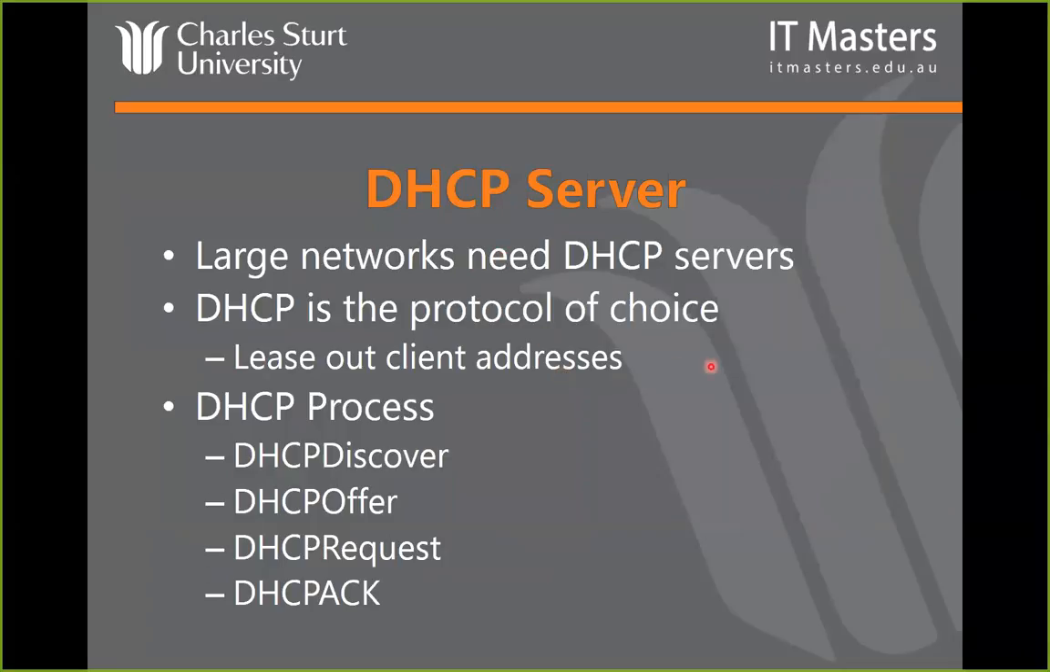Large networks, as we said, need DHCP servers. Really large networks normally would be running on some sort of Windows or Linux platform, so you wouldn't even be having this discussion about your router, I wouldn't think. DHCP is clearly the protocol of choice at the moment for distributing IP addresses automatically, leasing them out. It works with both IPv4 and IPv6 versions of DHCP. And there's a bit of a process that you need to go through.